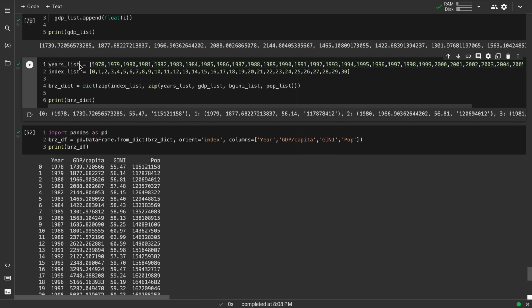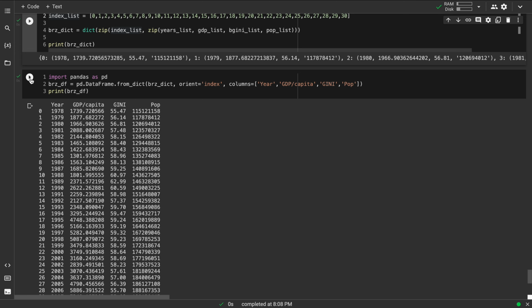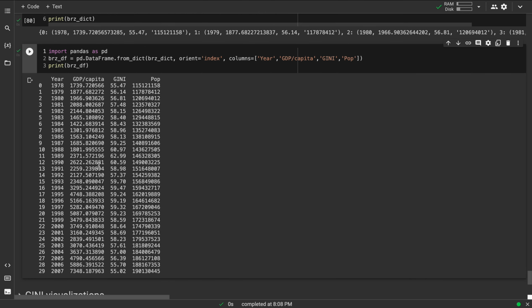We brought in the years list as well as an index list so that the data could be portrayed in more of a straightforward manner. So we used the zip function to bring together the index list and then compare the years, the GDP of Brazil, the Gini index of Brazil, and the population of Brazil into a Brazil dictionary. And then use that dictionary to create a data frame.